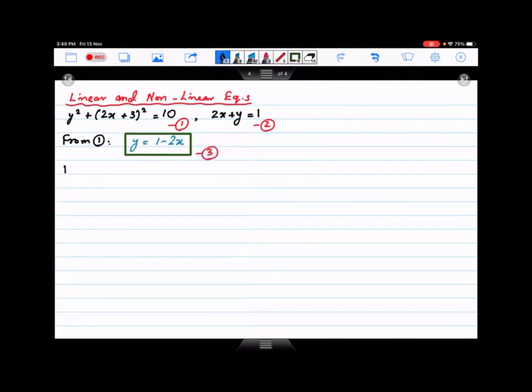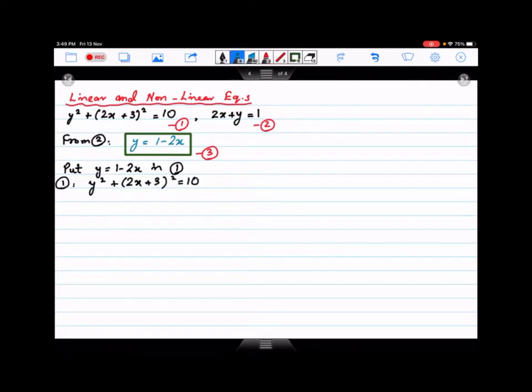Now we have the value of y from equation 2. Sorry, it was from equation 2 rather than equation 1. So I have taken out the value of y from equation number 2, and now I am putting it in equation number 1. So what is equation 1? It is y square plus 2x plus 3 whole square is equal to 10.